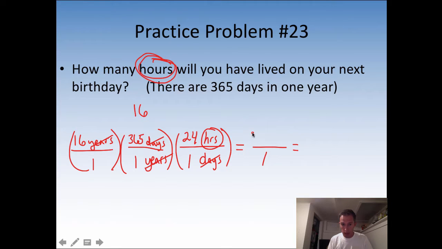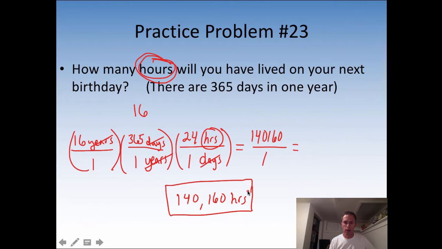And so I'm getting this number, let's see, 140,160. And divided by 1, of course, is itself. So 140,160. You can't just circle it again. You've got to have the units. Please always include the units. We're talking about hours. So we'll put on hours and then circle it.